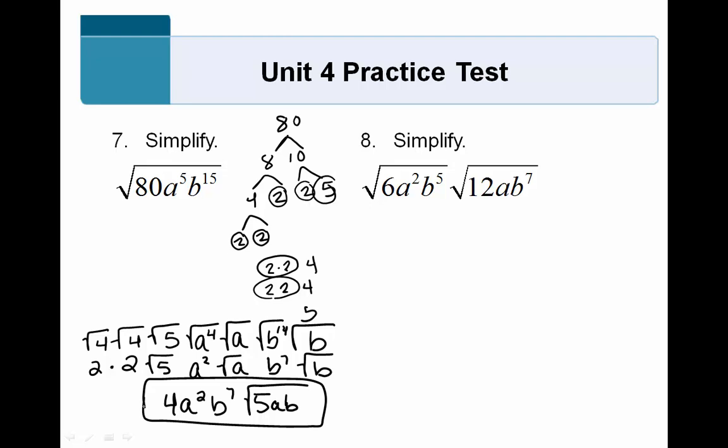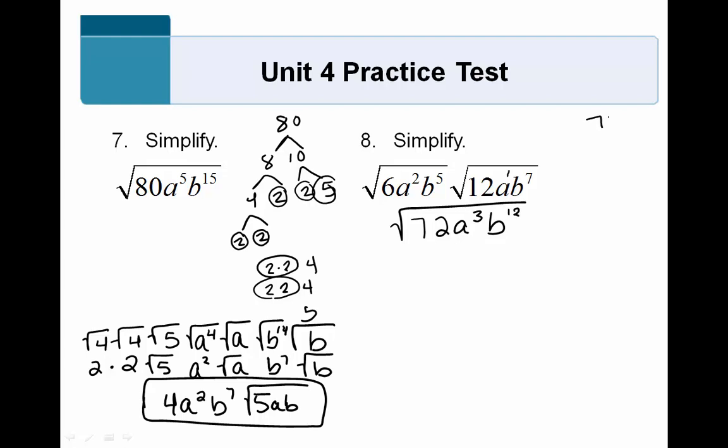Number 8 also tells us to simplify, but we have two radicals side by side. So actually we're multiplying these radicals together. So we're going to multiply them together first, and then we will simplify. So 6 times 12 is 72. A squared times a is a to the 3rd. B to the 5th times b to the 7th is b to the 12th.